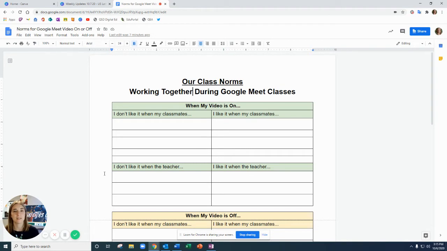I actually used this exact template last year in my classroom, and I printed it. We worked on it together on the Promethean, and then I printed it off and had one at each table, and we reviewed it at the beginning of every day when we were working through the class. So for this, you can see the frame here that I framed it around working together during Google Meet.